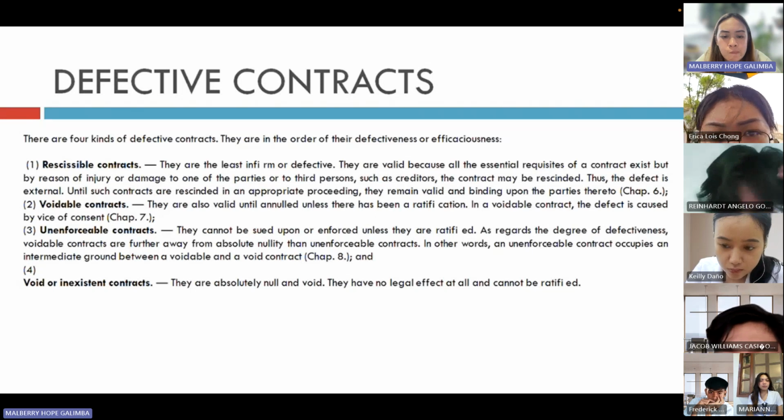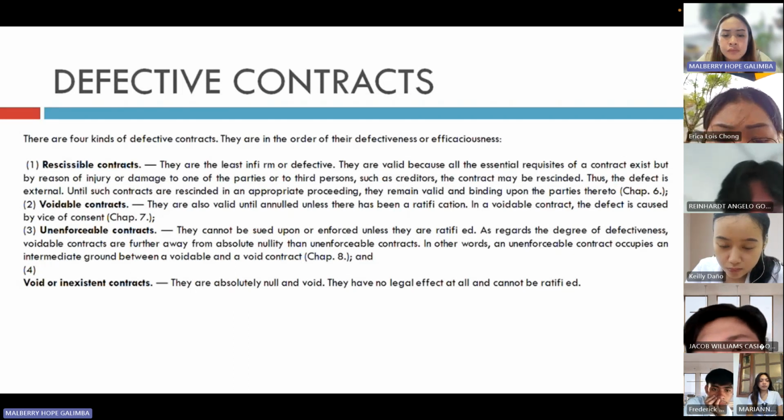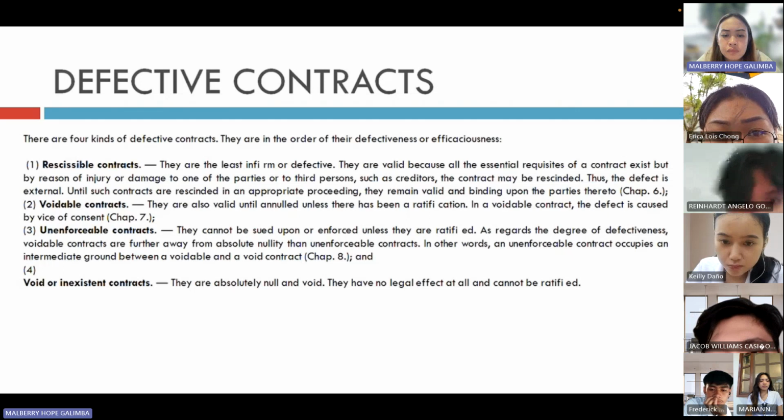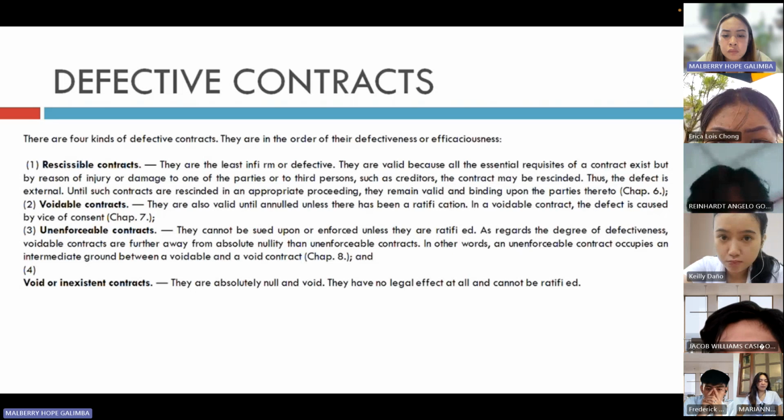The fourth one is very defective, because it cannot produce any right, since it is considered void from the very beginning. These are void or inexistent contracts, absolutely null and void. They have no legal effect at all and cannot be ratified. Void contracts cannot be ratified.